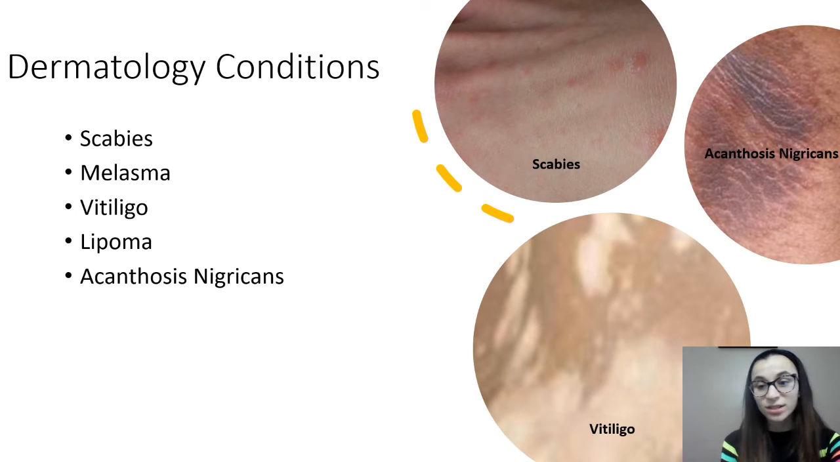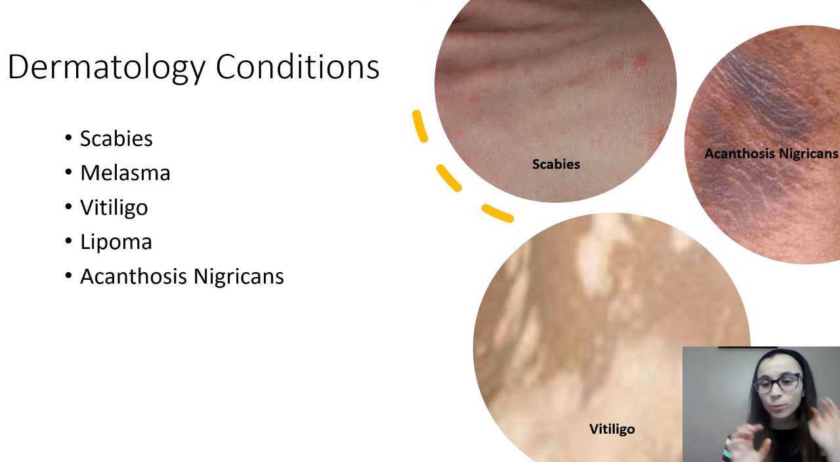The next one is melasma. Melasma is basically hyperpigmentation. It's most commonly seen in pregnancy or after pregnancy, or if the patient is on oral contraceptives. It's a chronic condition, so the stains are permanent, unfortunately. Vitiligo is hypopigmentation. So melasma is hyperpigmentation. Vitiligo is the opposite, hypopigmentation.